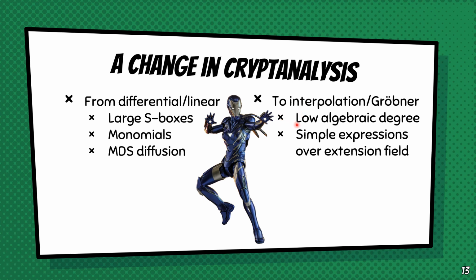And the reason is, of course, because we are forced to create nonlinear layers of low algebraic degree, even being of low multivariate algebraic degree. And we want our round functions to be simple expressions over the extension field rather than over base fields, so over bits, for example. We want them to be simple expressions over the extension fields. And these attacks, especially Gröbner attacks, work over those representations. So they remained our main focus of cryptanalysis in this work.